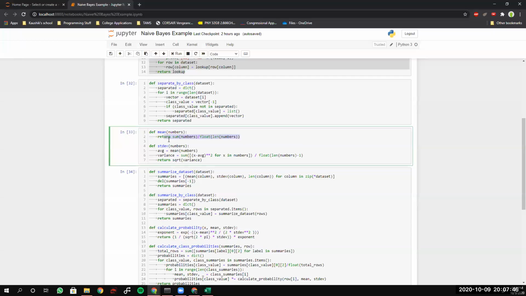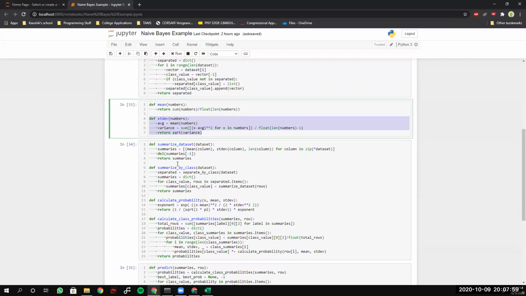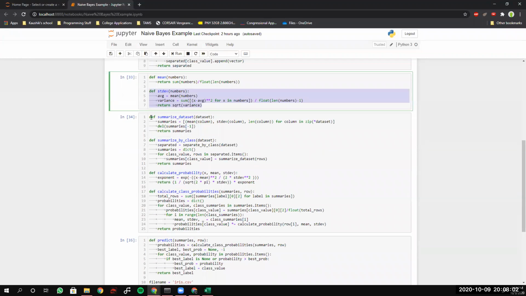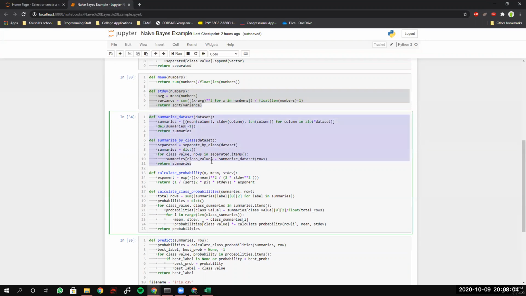If you want the mean, you just take the sum of the numbers and divide by how many numbers you have. And for standard deviation, you just use the standard deviation formula, which is pretty simple for a computer to do. And these functions right here are the ones that will actually give you the summaries for the data. So these are going to be making the calculations and providing you with the probabilities for each class based off of the values that you input into the function.